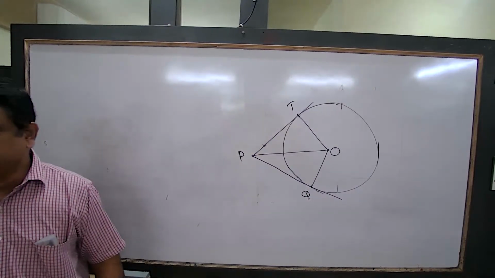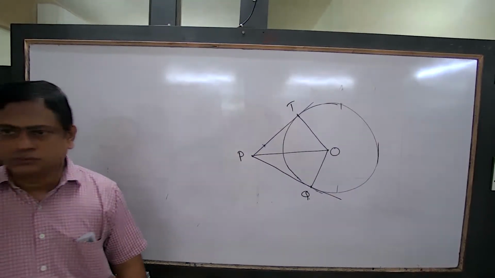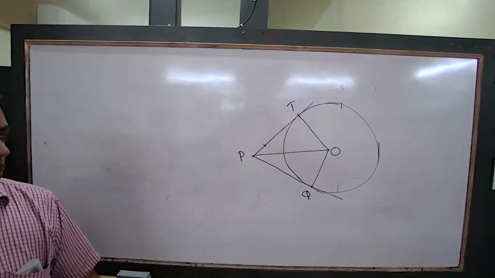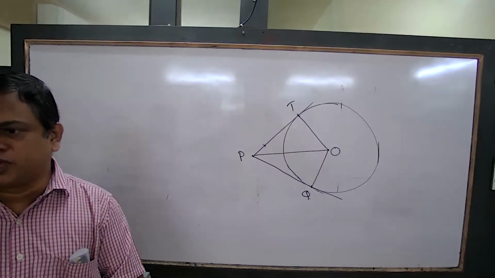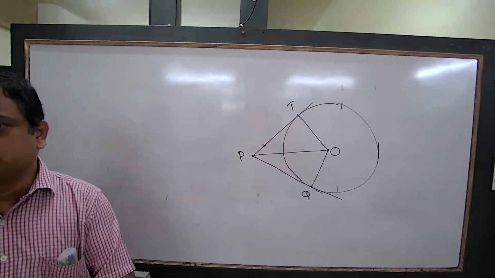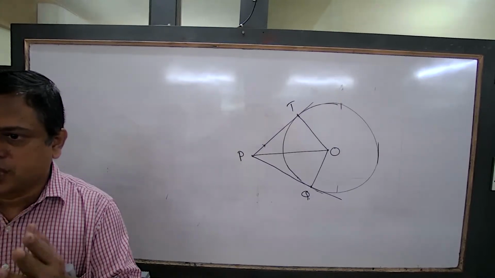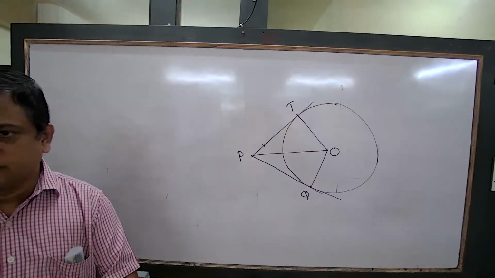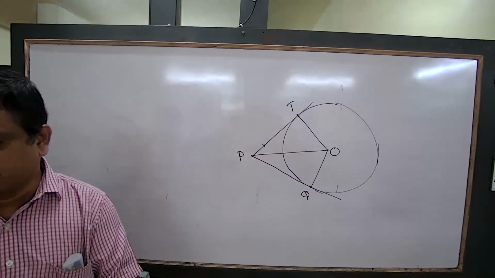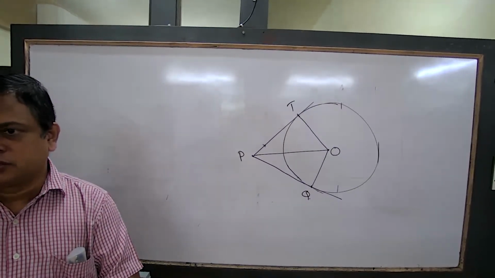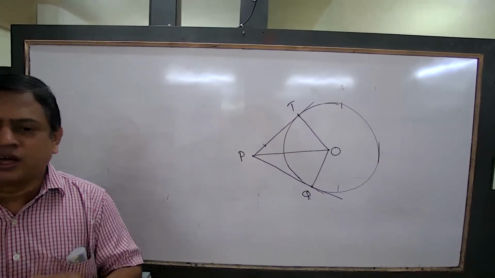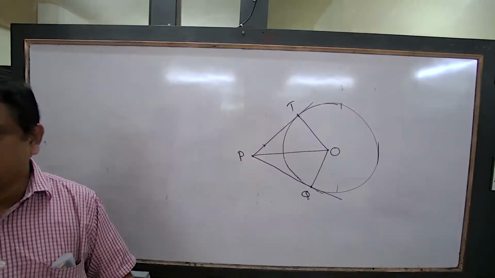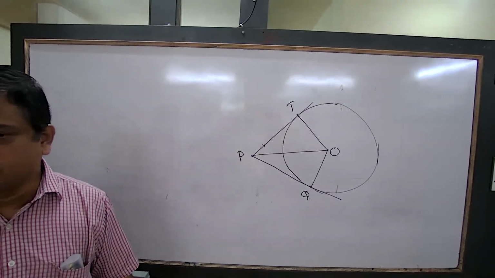Okay, what is given? There's a circle with center O. PQ and PT are the tangents from the external point P. What to prove? PT is equal to PQ. Yes. Okay. Any construction is there? Yes. What is it? Join OP, OQ, OT. Yeah. Okay, prove.